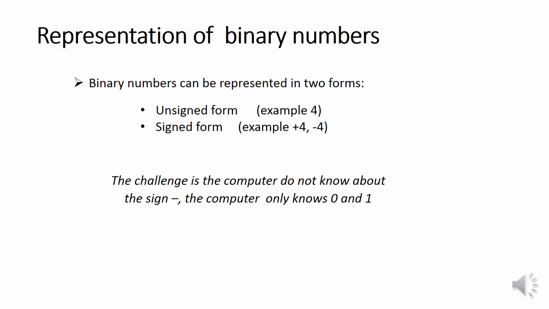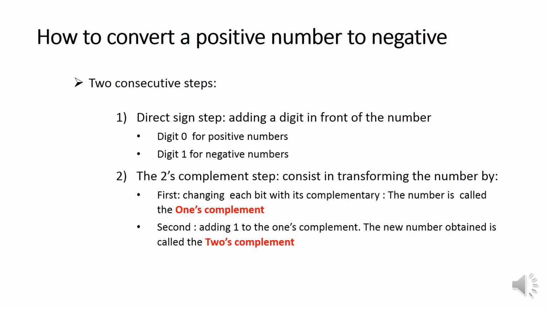Binary numbers can be represented in either an unsigned form or a signed form. Unsigned binary numbers are represented without any sign convention, while the signed binary numbers can represent both positive as well as negative numbers. But here there is a challenge. How to do it in a computer? Computers do not know about the negative sign. Computers only know 0 and 1. So, how to express negative numbers in binary?